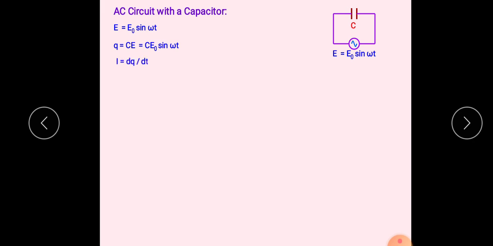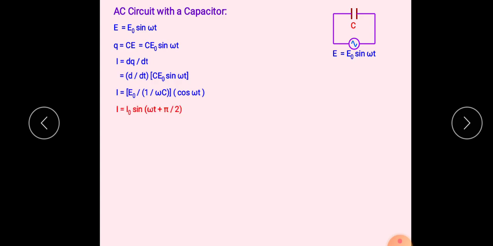Then I equals dQ by dt. After differentiation, d by dt of C E0 sin omega t. C E0 will be outside of the differentiation, so it is C E0 times d by dt of sin omega t. The differentiation of sin omega t is cos omega t into omega. Then this becomes C E0 omega cos omega t, which may be written as E0 divided by 1 upon omega C into cos omega t.